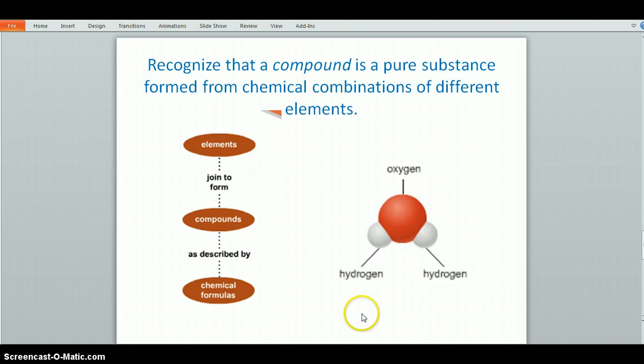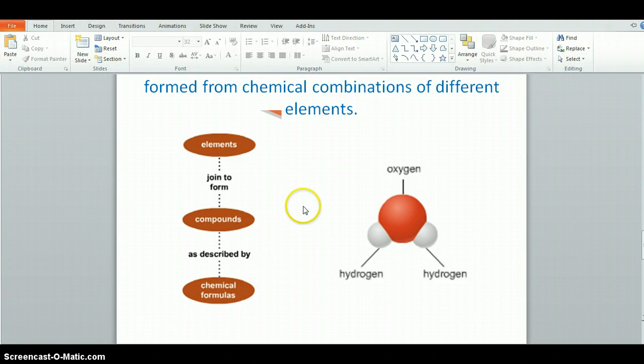We have 2 different types of elements. We have oxygen, which is an element, and hydrogen, which is an element, and they are bonded together or joined to form the compound, which, this one, is water. And we all know the common chemical formula for water is H2O.